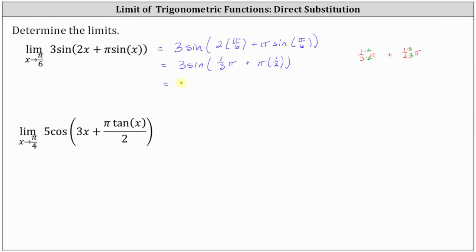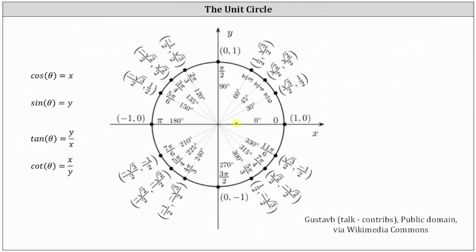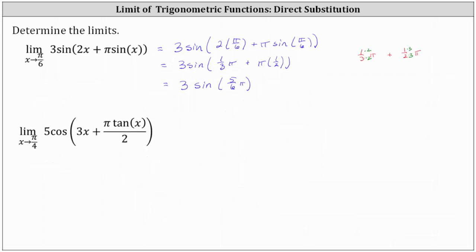So now we have 3 sine 5/6 pi, or if we want 5 pi over 6. And now we need to find the sine of 5/6 pi radians. Going back to the unit circle, the terminal side of the angle in standard position intersects the unit circle at this point here. We'll notice how the y coordinate is 1/2. Sine 5/6 pi radians equals 1/2. Which gives us 3 times 1/2, which is equal to 3/2, if we want 1.5.